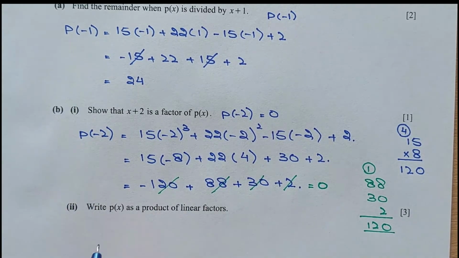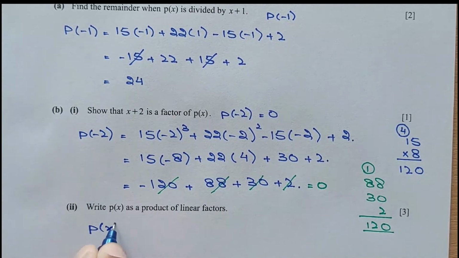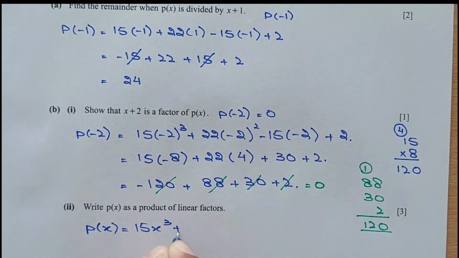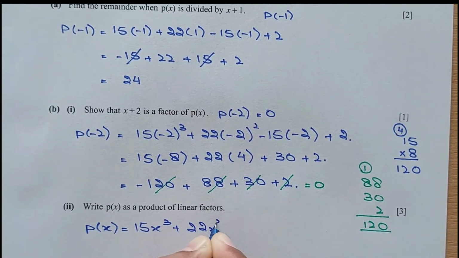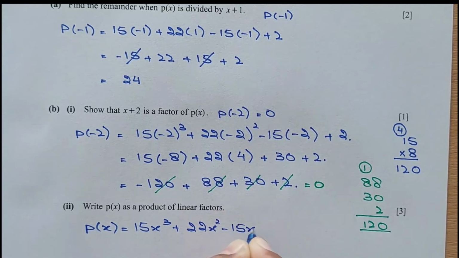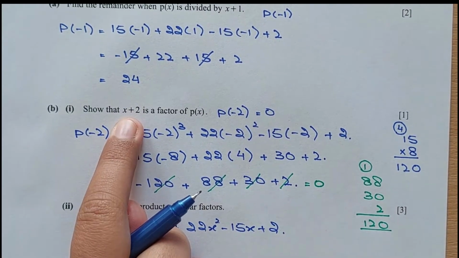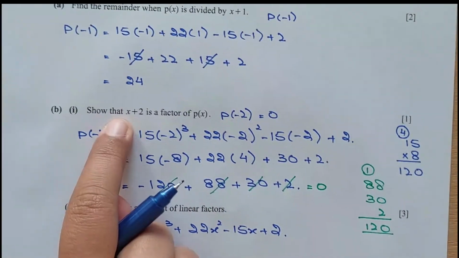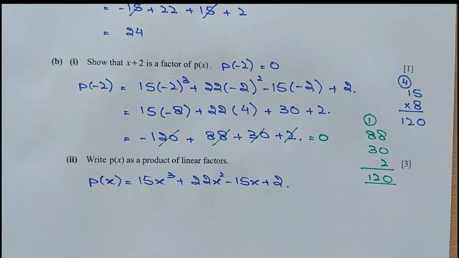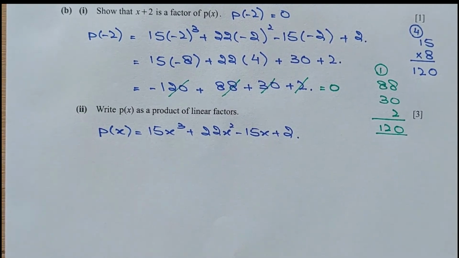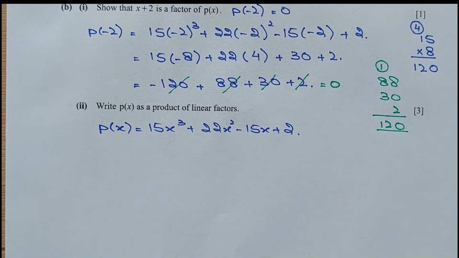So we have the polynomial p of x equals 15x cubed plus 22x squared minus 15x plus 2, and we are given one factor, which we just saw from the first part: x plus 2 is a factor. So we can use synthetic division to find the rest of the two factors, right? So let's do it.